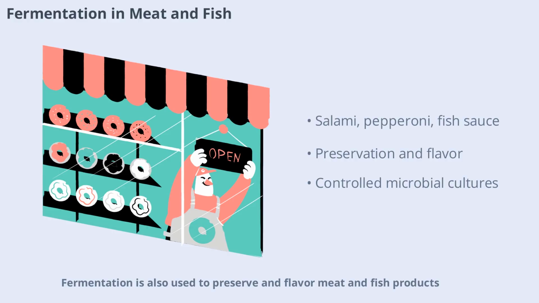Fermentation is also used to preserve and flavor meat and fish products. Examples include salami, pepperoni, and fermented fish sauces. The process inhibits spoilage organisms and develops unique tastes. Fermented meats and fish are staples in many traditional cuisines and are produced using carefully controlled microbial cultures.